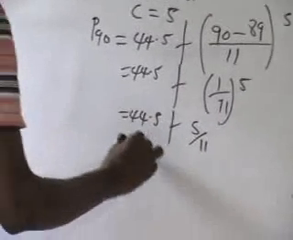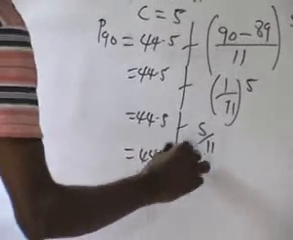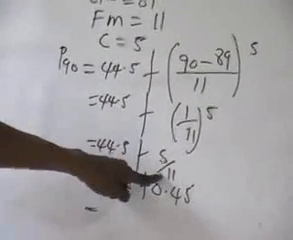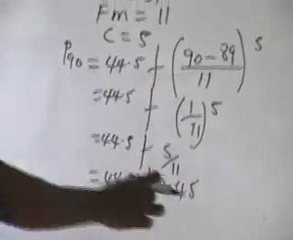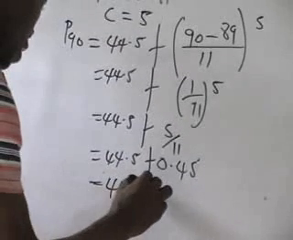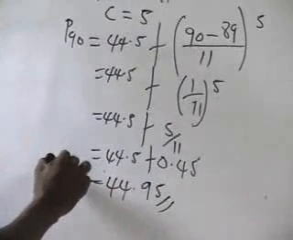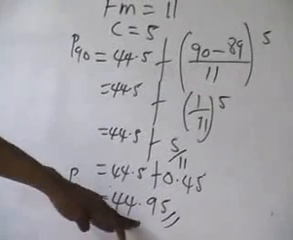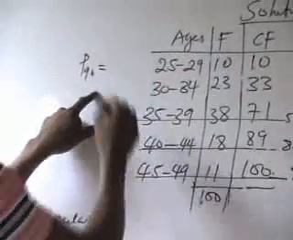We now have 44.5 plus, so this divided by this, let me calculate that. 5 divided by 11 is 0.45. So when we add it together, we now have 44.95. So that is our 90 percentile. So let me write it somewhere because we will need it later in the day. Are we together? So we have what?